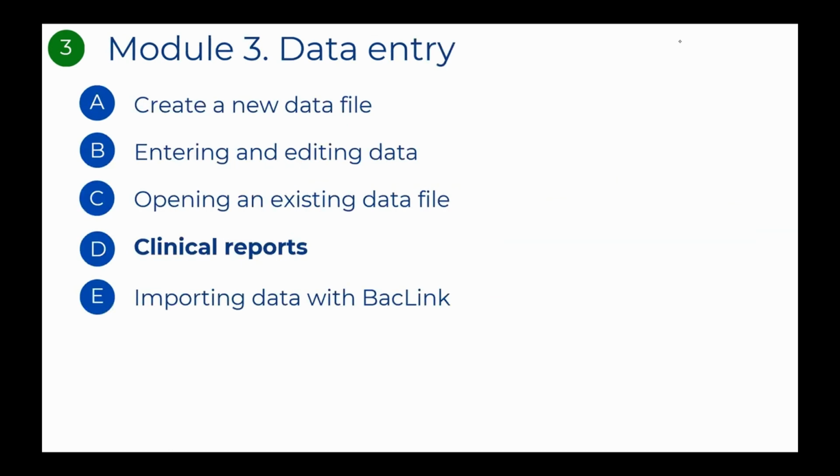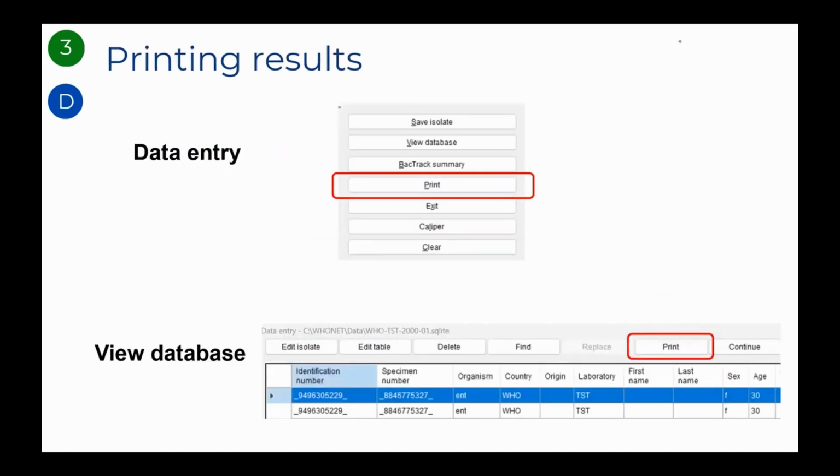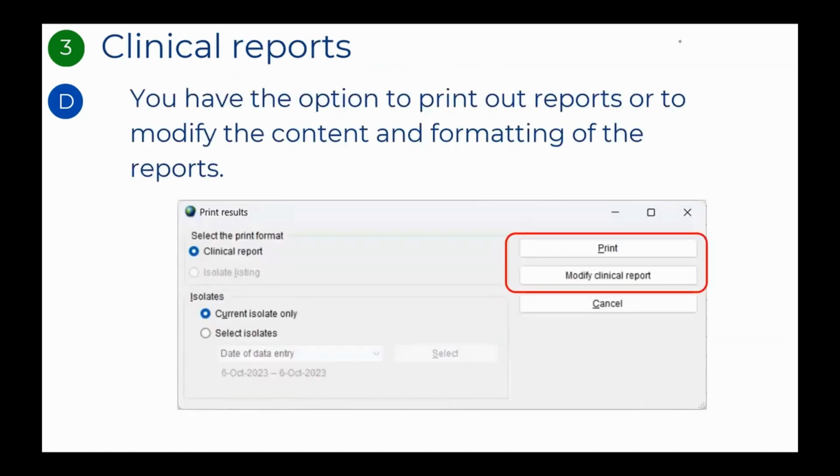Section D, Clinical Reports. We have already seen an option called Print in two places, on the main data entry form and also in the View Database area. I will now click on Print. On the screen, you can see the option for printing clinical reports that can be shared with clinicians and specimen collectors. You can also click on Modify Clinical Report if you wish to modify the content and formatting of the report.